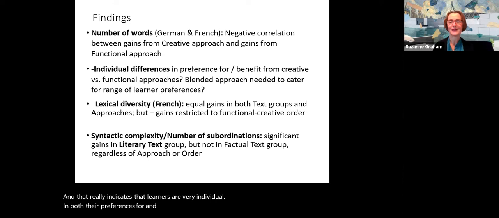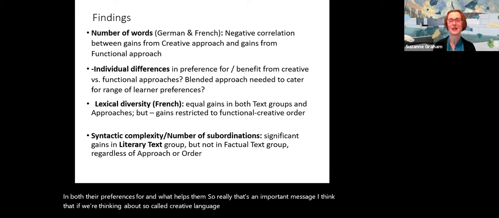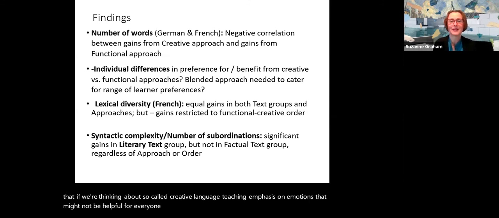And that really indicates that learners are very individual in both their preferences for and what helps them. So really, that's an important message, I think, that if we're thinking about so-called creative language teaching, emphasis on emotions, that might not be helpful for everyone. That's probably obvious, but I think it's a really interesting finding.